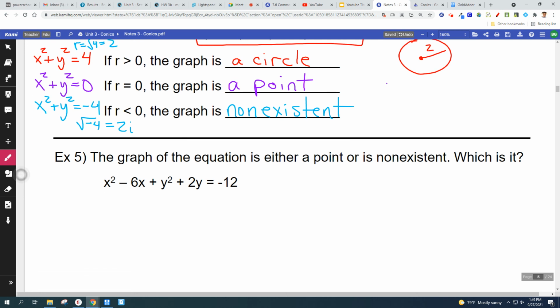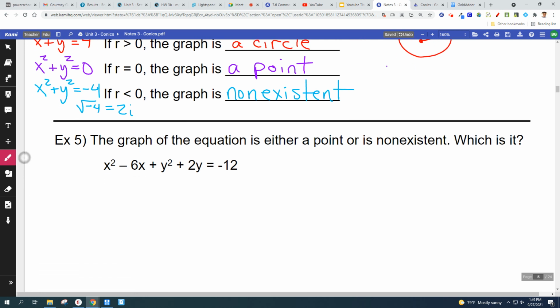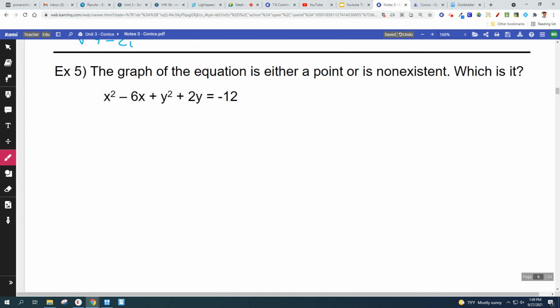So then number 5 is going to use that concept and say, what is this? Is this a circle, or is this a point, or is this non-existent? But guess what? In order to do this, you need to do that same completing the square so you can figure out the radius. So we're doing the same thing again. The hard part of this chapter is going to come up over and over and over again. x squared minus 6x plus something, plus y squared plus 2y plus something, and the 12 is already over there, so equals negative 12. That's already out of the way.